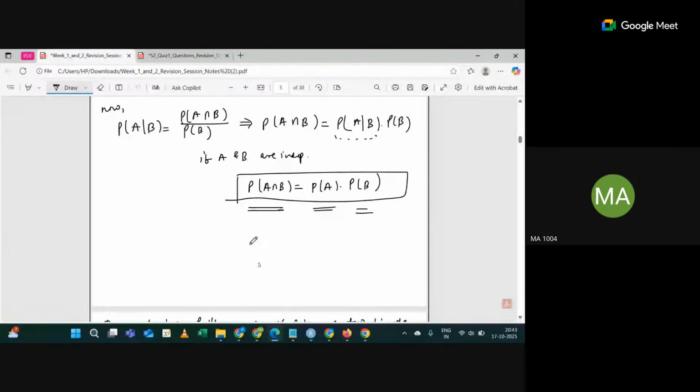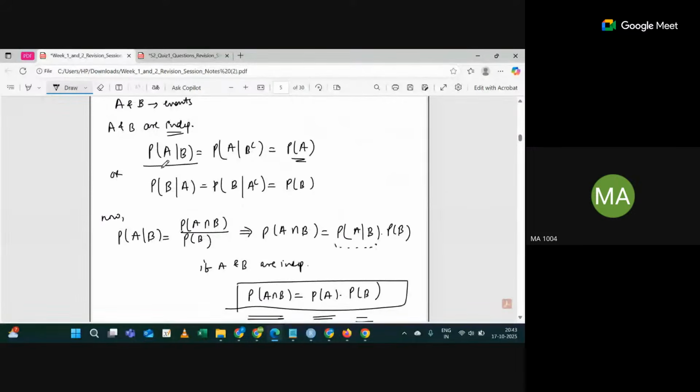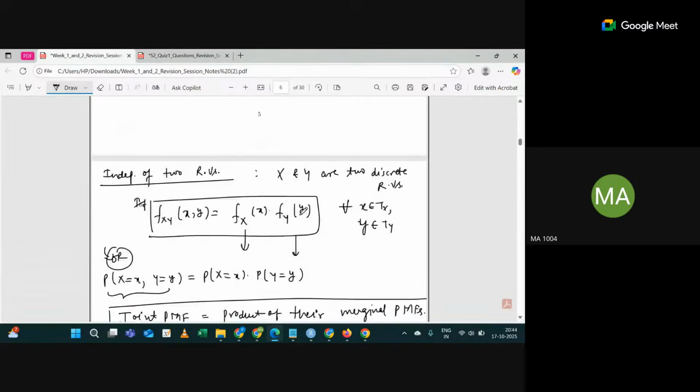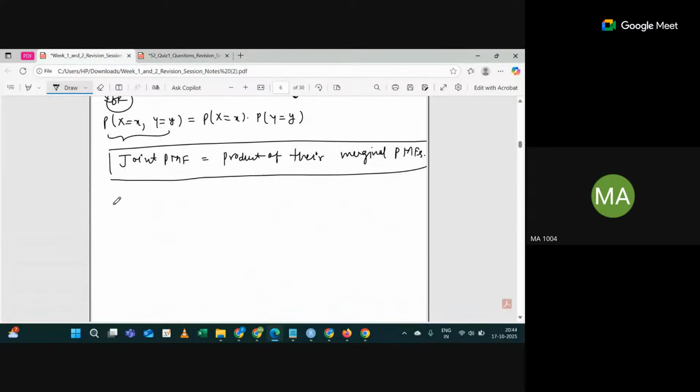One thing here: this conditional probability of A given B is equal to probability of A, I will say A and B are independent, right? Or vice versa, probability of B given A is equal to probability of B, I will say A and B are independent. So in terms of random variables, you can say this conditional PMF is same as the marginal.